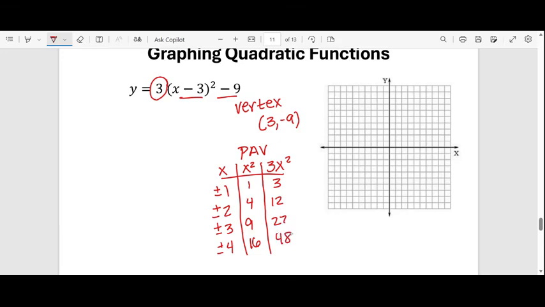Obviously, the 27 and the 48 are going to go way off the graph, but this is just for the sake of showing you what it looks like. The center column no longer matters. We'll start at 3, -9. We'll go left and right 1 square, up 3 squares. Left and right 2 squares, up 12 squares. And left and right 3 squares, up 27 squares is going to go way off the graph.